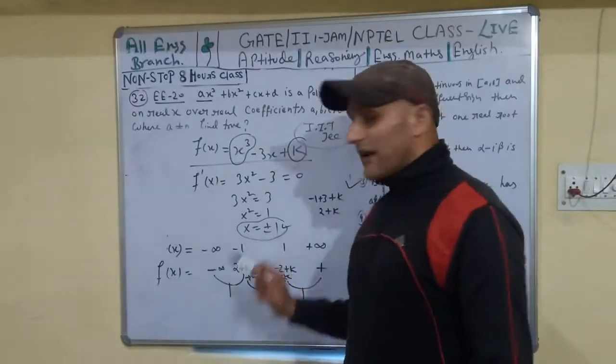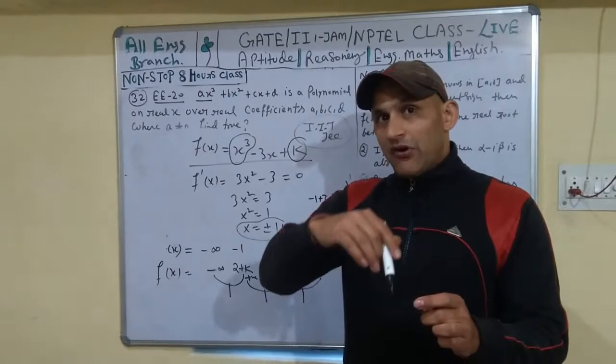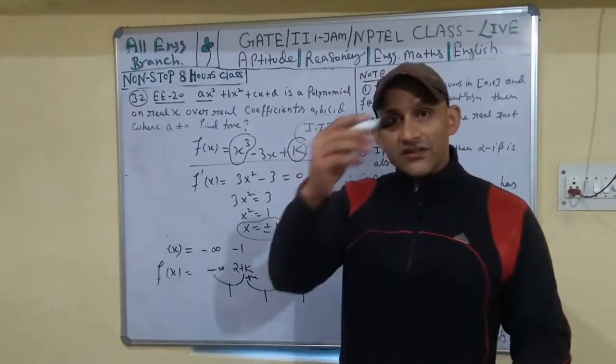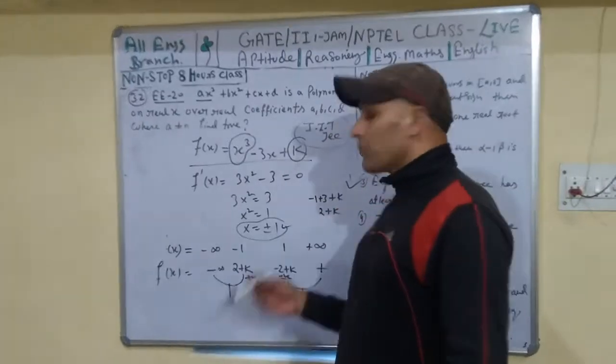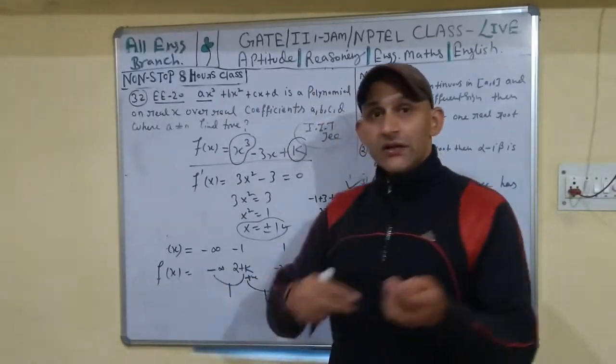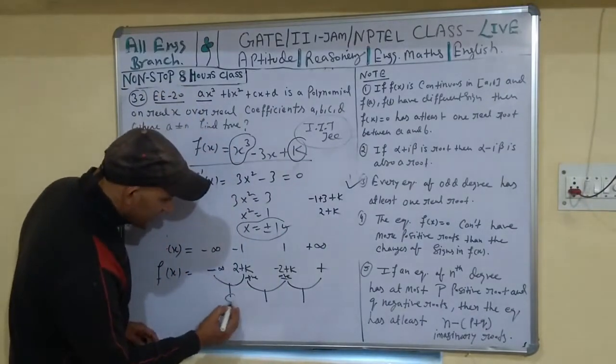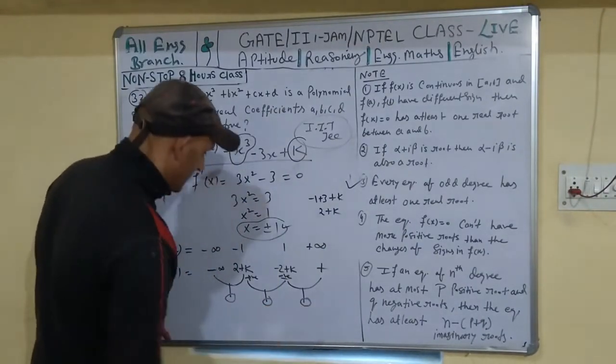Maximum means at this point your function is going to a maximum point. At minus 1 your function is going to a minimum point. Or maybe this is a saddle point. Saddle point means there is no change. So one root will lie here, one root will lie here, one root will lie here.